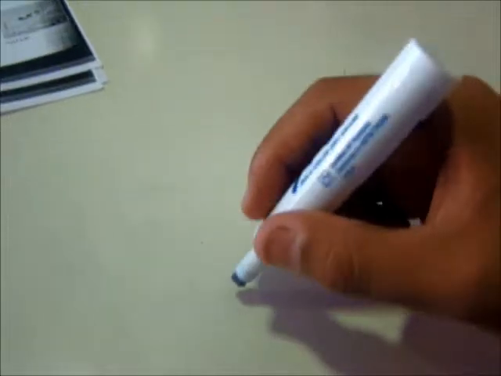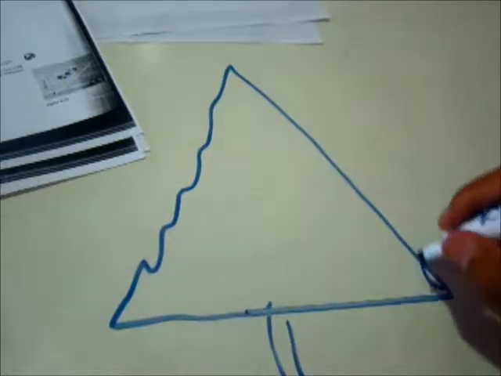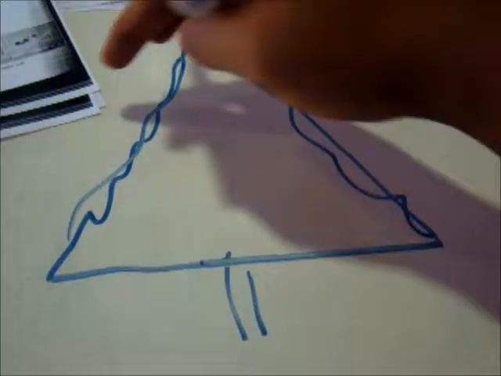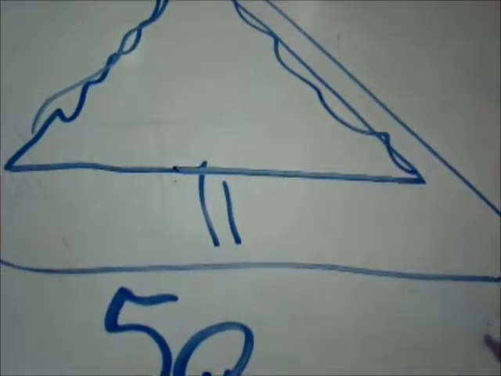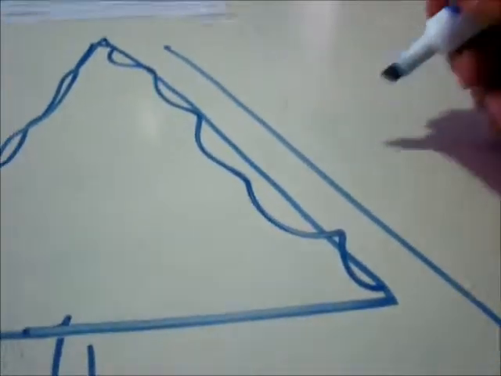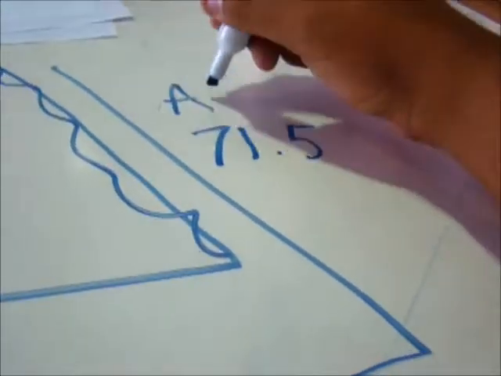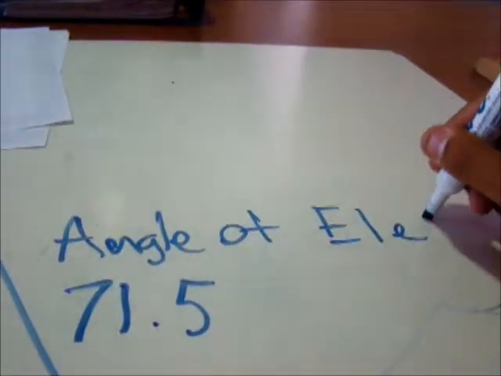Alright, so let's say we have a tree. You get the idea. And that tree has this bottom side 50 feet. And the angle of elevation is 71.5. That's the angle of elevation.